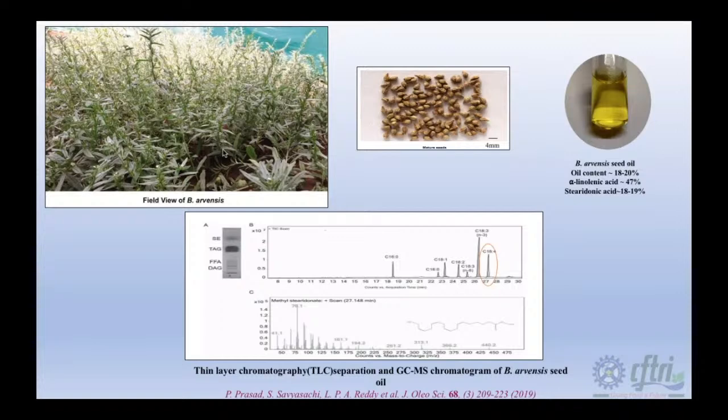The B. arvensis seed oil content is 20%, which includes an alpha-linolenic acid content of 47% and a stearidonic acid content of about 18-19%. Here is the GC image which shows the presence of stearidonic acid.